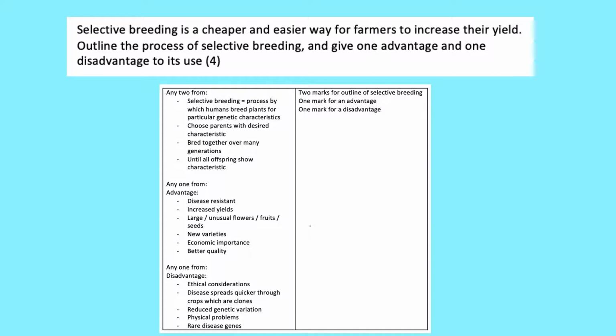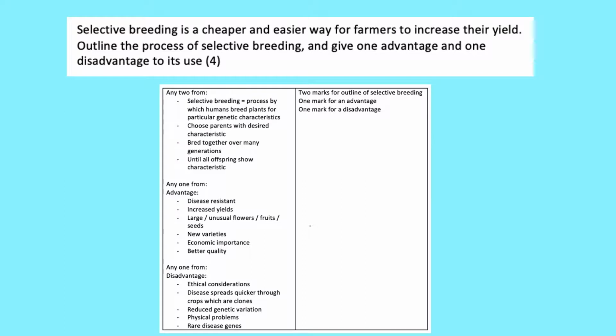So selective breeding is the process by which humans breed plants for particular genetic characteristics. So in this case, the farmer would choose the crops with certain desired characteristics. Perhaps they're really tall or they're really resilient to disease.